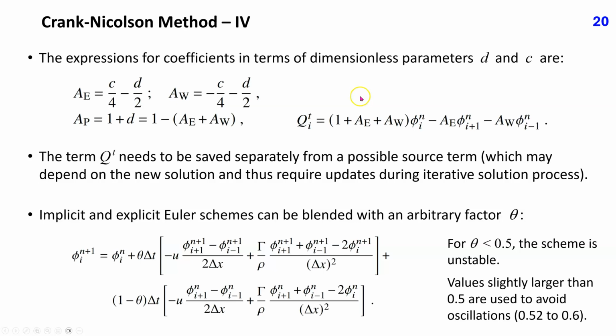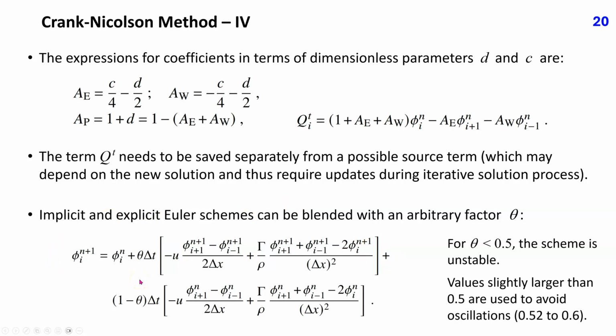The term qt needs to be saved separately from a possible source term, which may depend on the new solution and thus require updates during the iterative solution process. The implicit and explicit Euler schemes can be blended with a blending factor theta different from 0.5, which gives the Crank-Nicolson scheme.